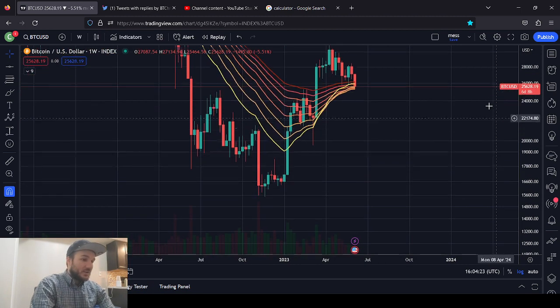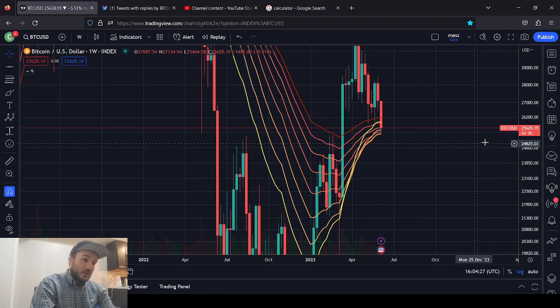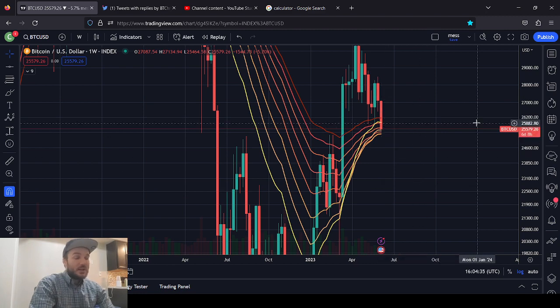On a weekly scale, we're below the yellow line. We have 6 days left in this week, so a lot can happen. We can come back up for sure in 6 days, but right now we're below the yellow line. If this weekly closes below the yellow line, it is all over but the crying, man. Let alone all the other stuff I've said.